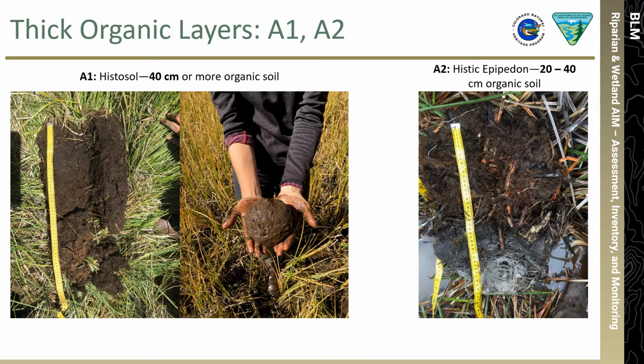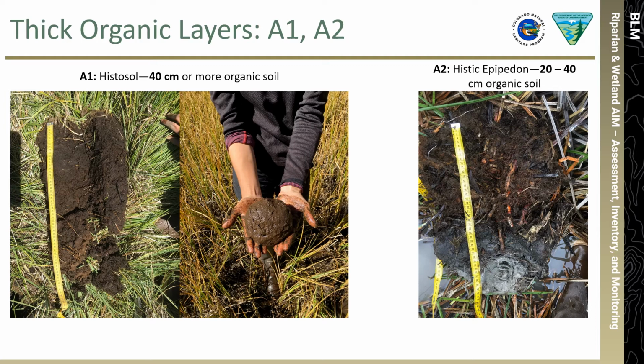The first group of indicators have thick organic horizons in the first 40 centimeters of the soil pit. These have to do with slowed decomposition caused by reduced oxygen availability. On the left, we're seeing indicator A1, indicating at least 40 centimeters of organic soil is required. This is also the threshold to make the soil overall an organic soil called a histosol.